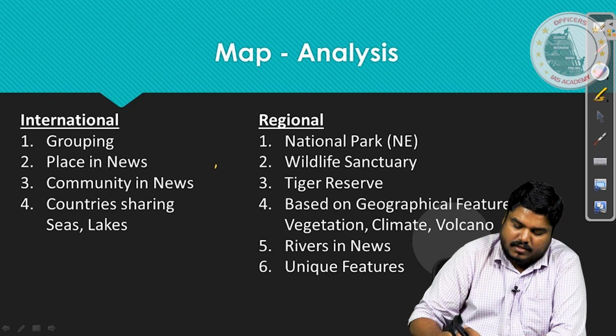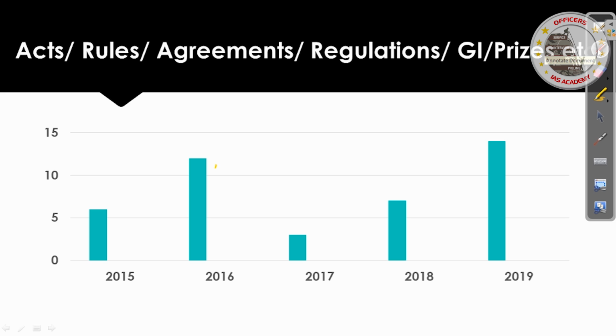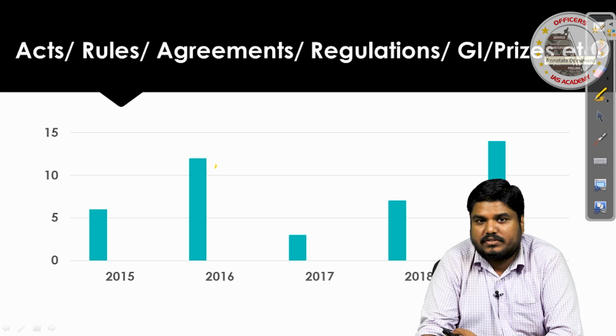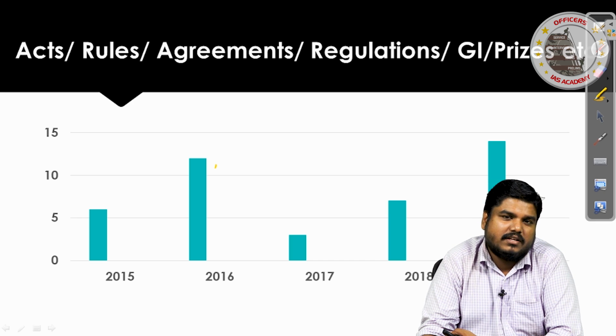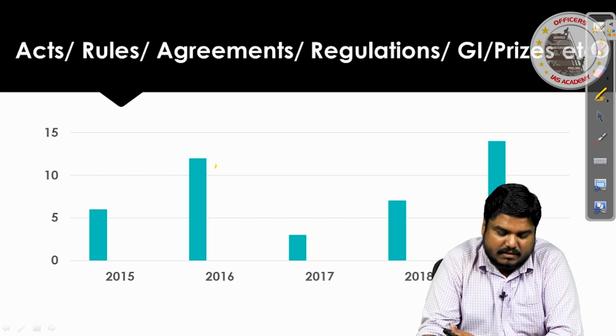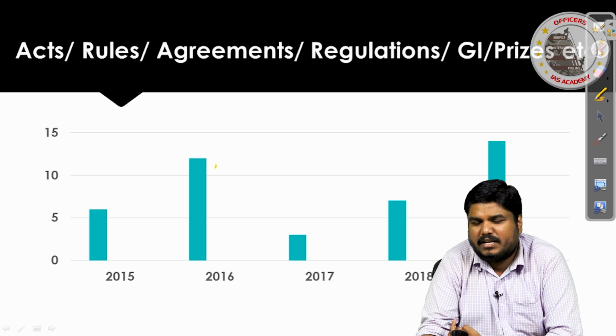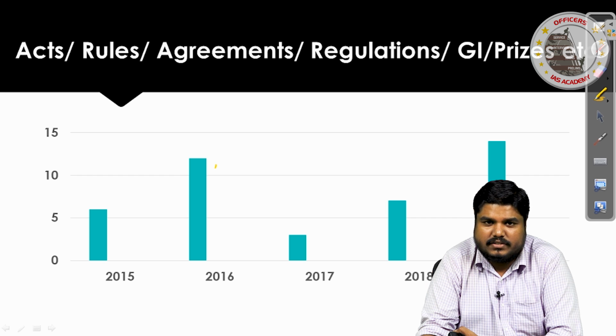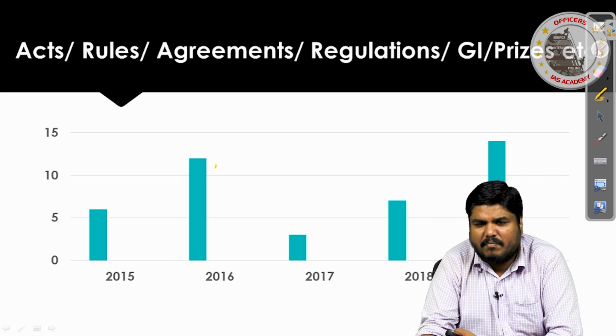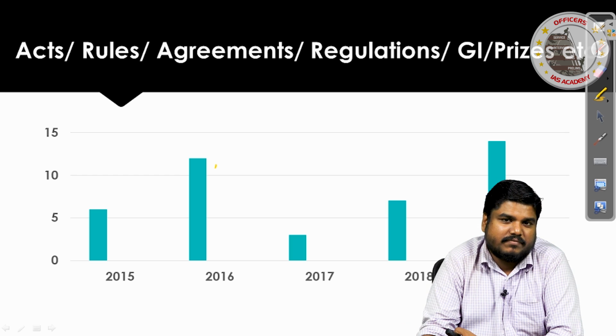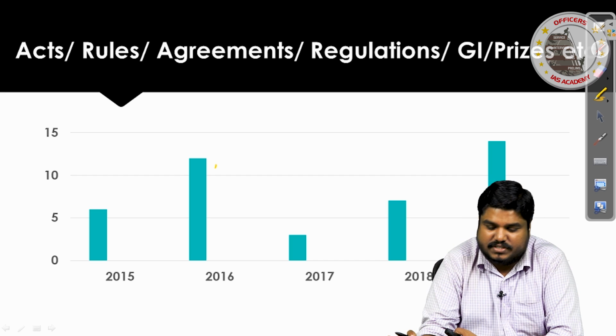questions. The next one is the acts, rules, agreements, regulations, GI, prizes, etc. So, UPSC will focus on acts, it will not focus on bills for prelims. Maybe in mains they may ask about your opinion on a particular bill, but it is not the case with respect to prelims. Any rules, agreements, regulations, geographical indicators. In 2015 there was a question on the Indira Gandhi Peace Prize, but after that there were not many questions on prize related information. So, let us say now we have Nobel Prizes. You need not memorize the names of the people who got the Nobel Prize, but you have to know in what area they have worked. From that area we can expect some questions in prelims.